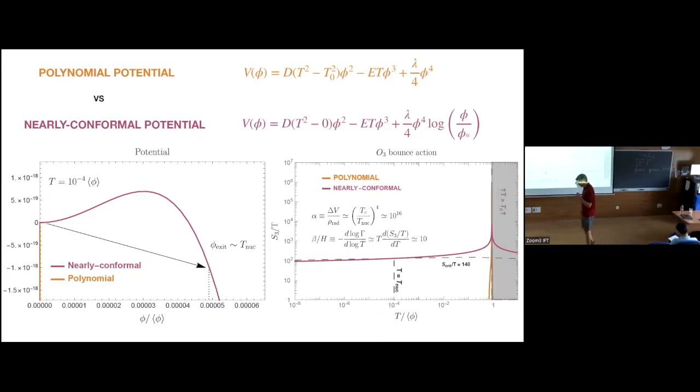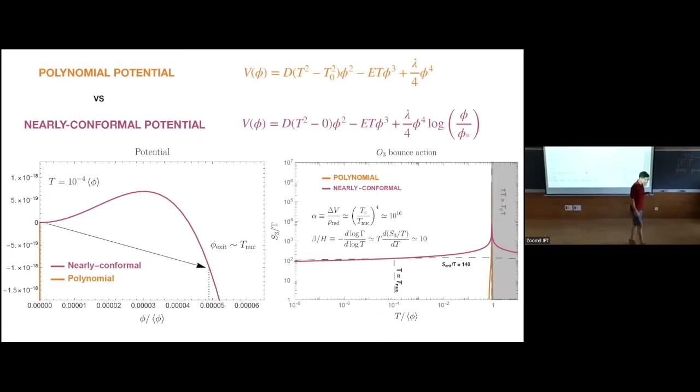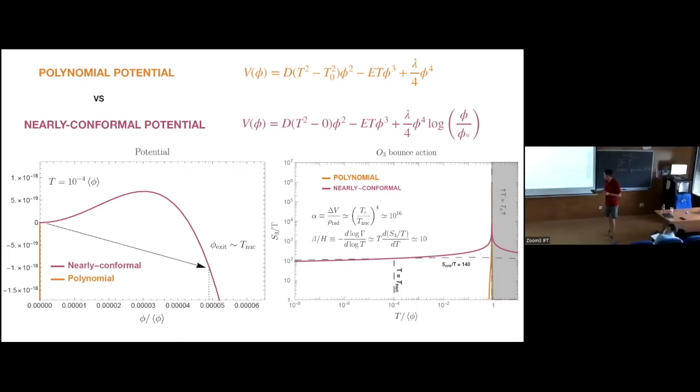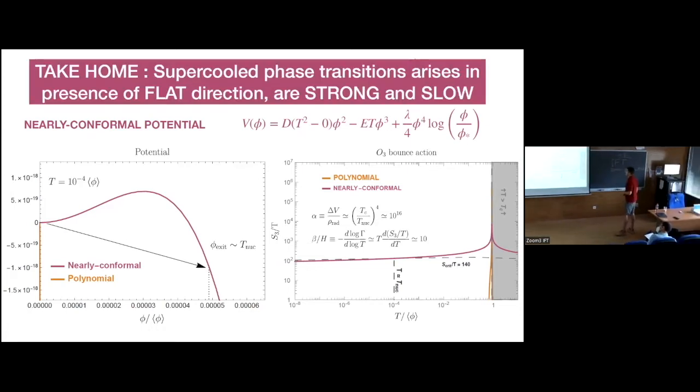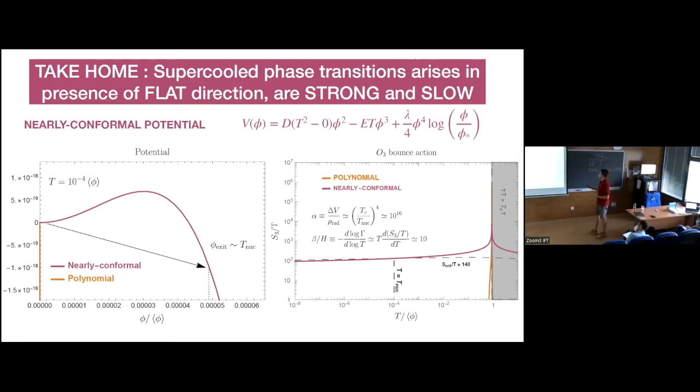Beta is, if you want, the time derivative of the bounce action. But the bounce action, we said, decreases very slowly with temperature. So when you take its time derivative, you get a small number. So beta average is small. So large alpha, small beta. So this is the take-home message.